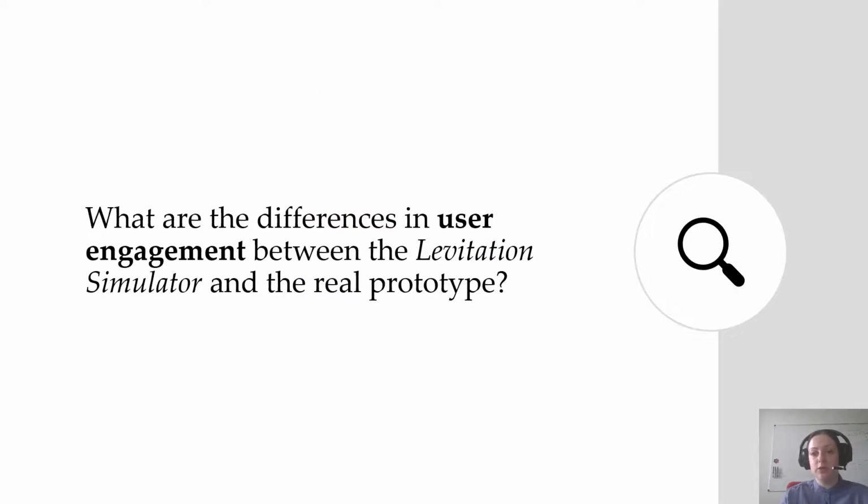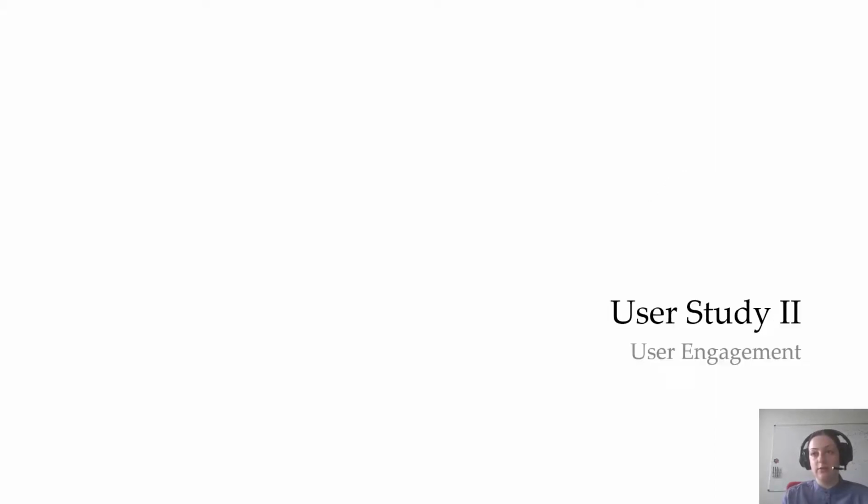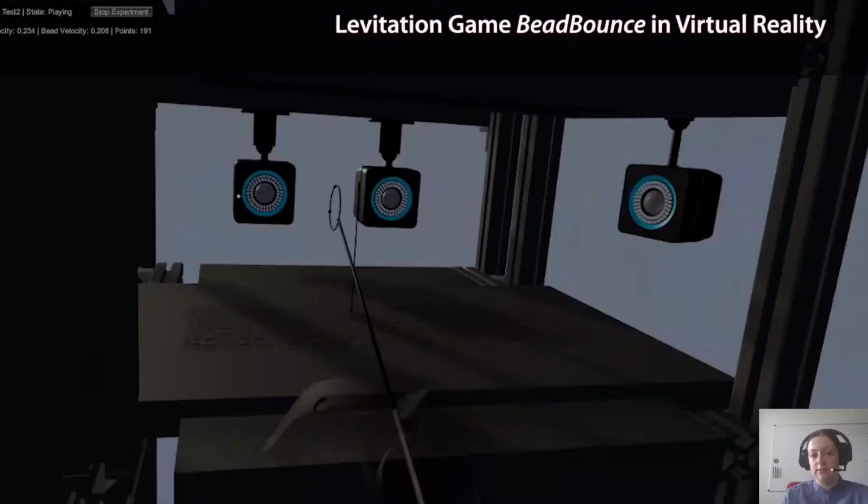The research question of the second user study is what the differences in user engagement are between the Levitation Simulator and the real prototype. In the second study, we investigate how users engage and interact with the same content presented on a real and virtual levitation interface. For the purposes of this study, we designed two levitation games.